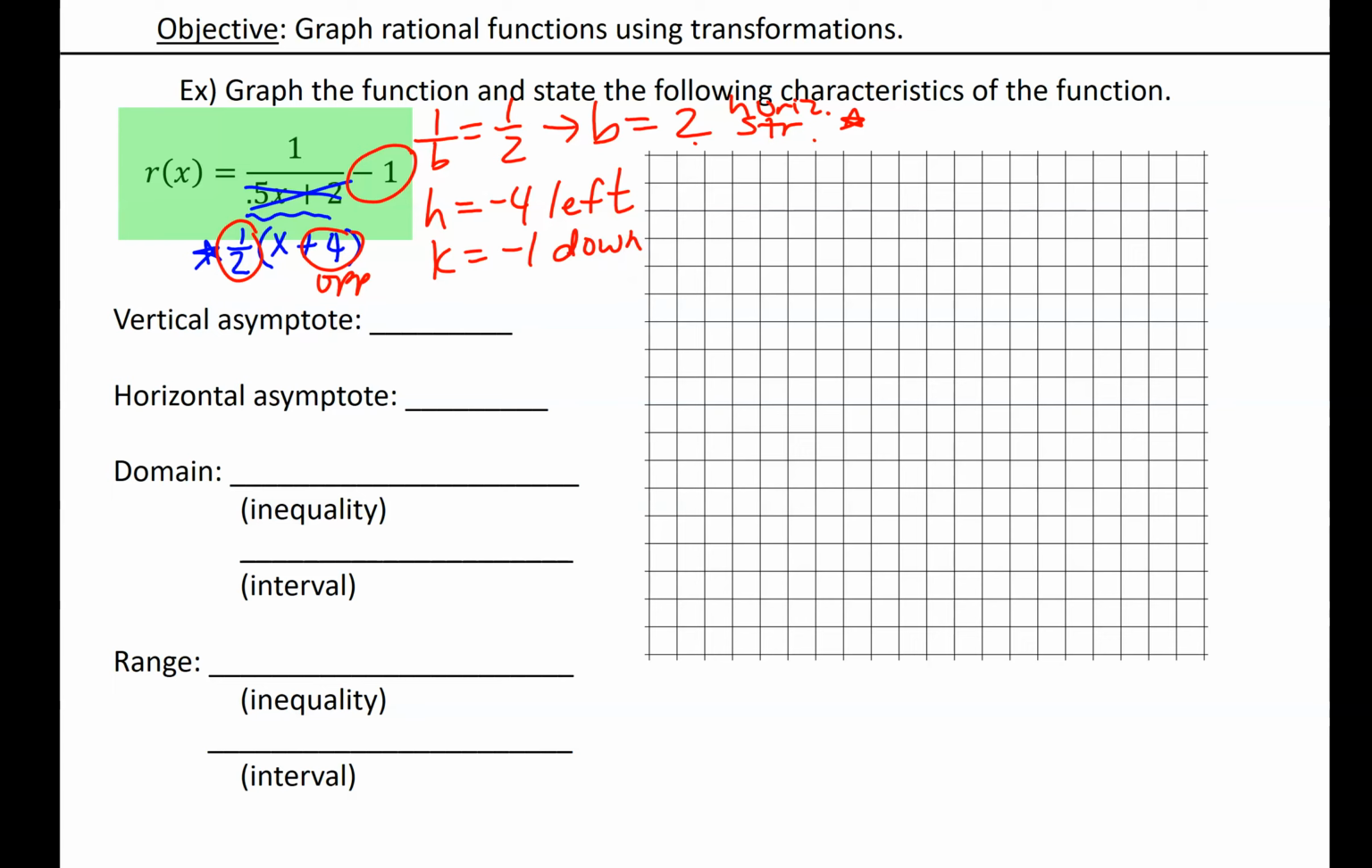So I'm going to draw in my axes here so I can get started with my graph. And down 1's not a big deal, so I'm just going to put my x-axis here pretty close to the middle. Left 4, I think I'll shift my y-axis to the right for some room. That's doing weird things. Let's try that again.